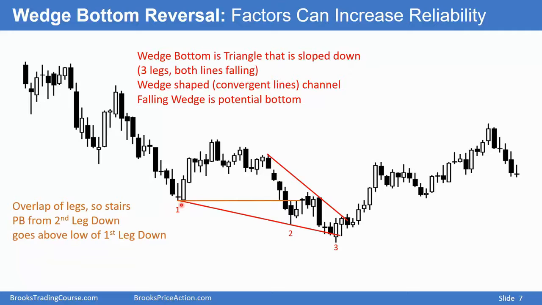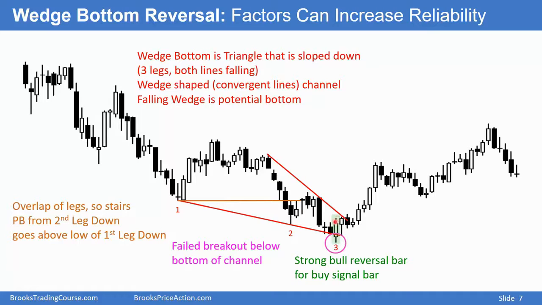We're getting overlap. If you're looking for a wedge bottom, you want overlap. You want the pullback from the second leg to go above the low of the first leg. That increases the chances that if you start to get a reversal, it'll be a successful reversal. You can draw a channel line. We have a reversal up, reversal up. You can draw a line. And here we're breaking below the line and we're reversing up. Failed breakout below the bottom of the bear channel. That's good for the bulls.